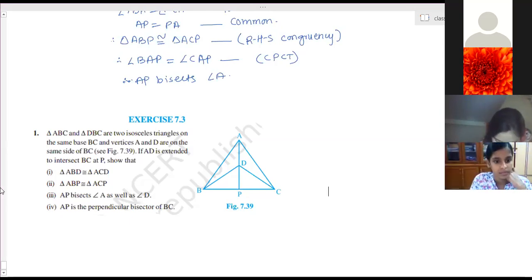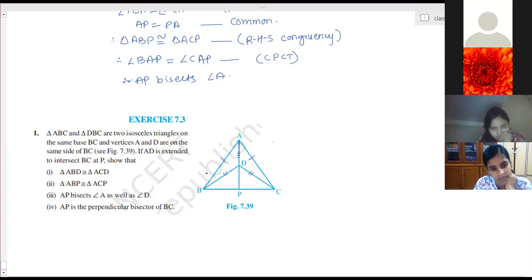Now listen first and then write by yourself. So ABD triangle and ACD triangle we have to prove congruent. For that they have already given ABC is an isosceles triangle, so AB is equal to AC. DB is equal to DC because DBC is also an isosceles triangle, and AD is the common side. So therefore by SSS criteria these two triangles are congruent.